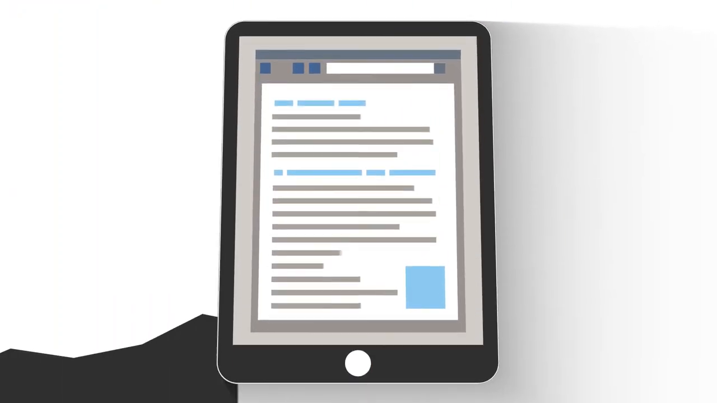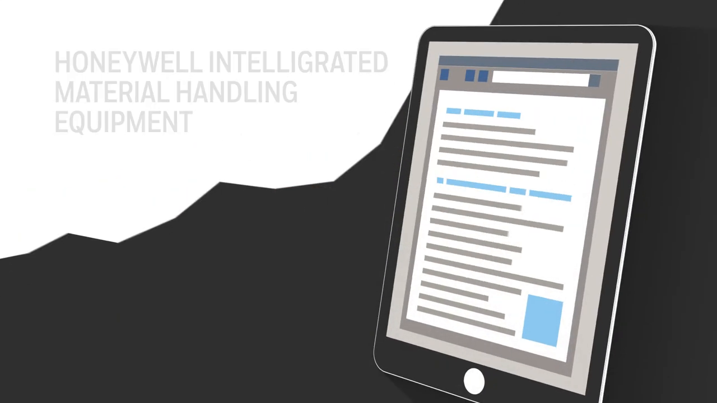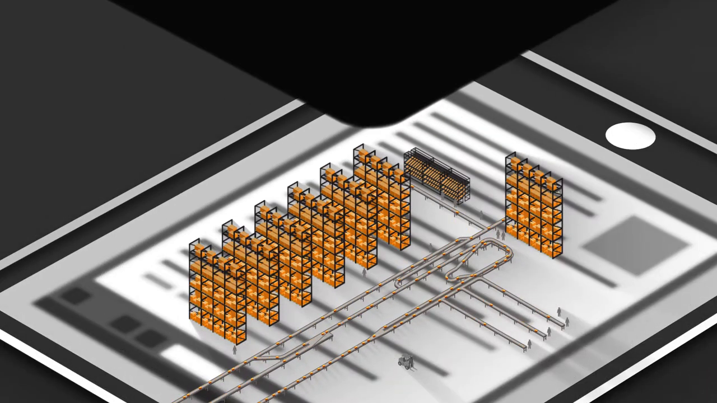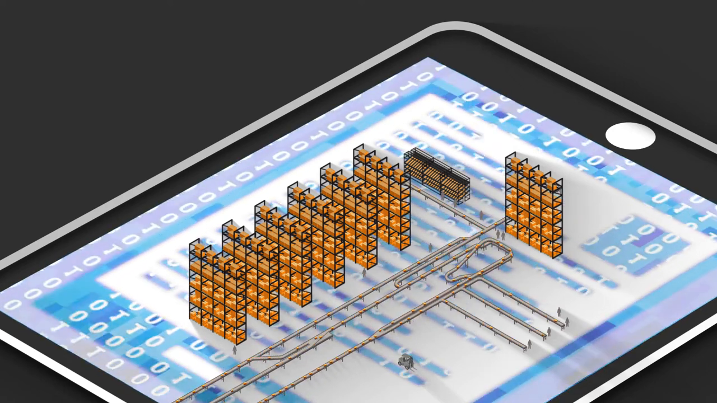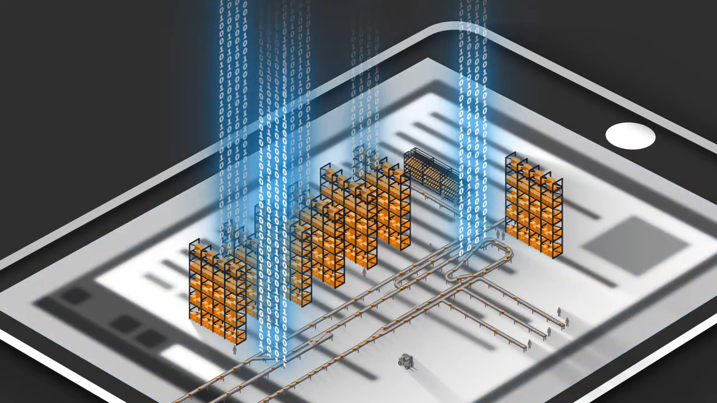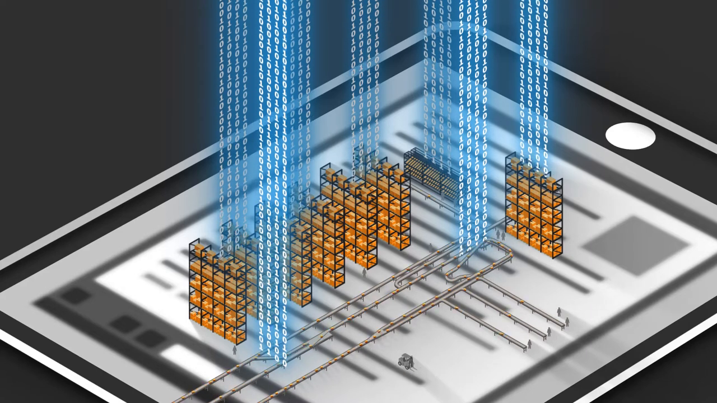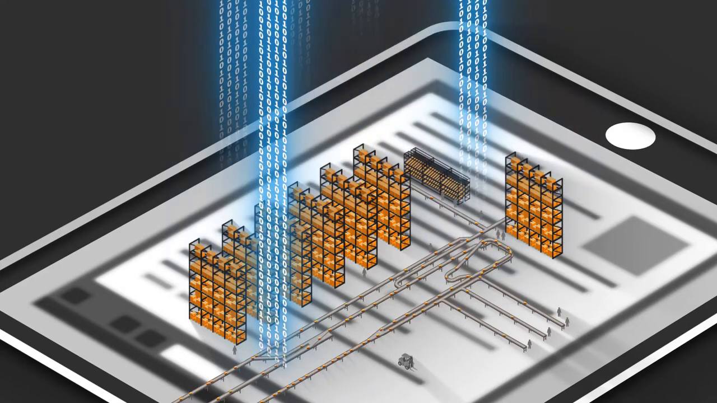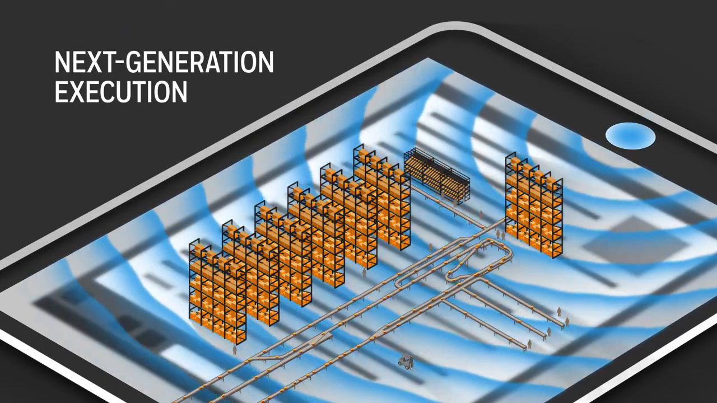These efficiencies are magnified when Momentum is integrated with Honeywell Intelligrated Material Handling Equipment. The backbone of Honeywell's integrated connected distribution center solutions is the Honeywell Sentience IIoT platform, delivering operational intelligence with data-driven insights. Momentum, along with the Honeywell Sentience IIoT platform, is the realization of the next generation in warehouse execution.